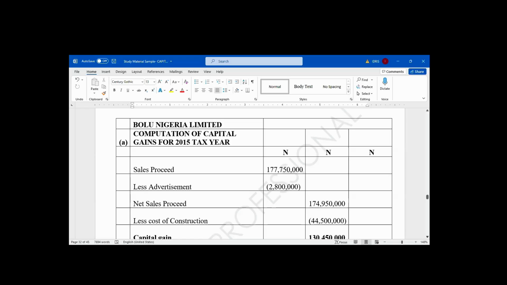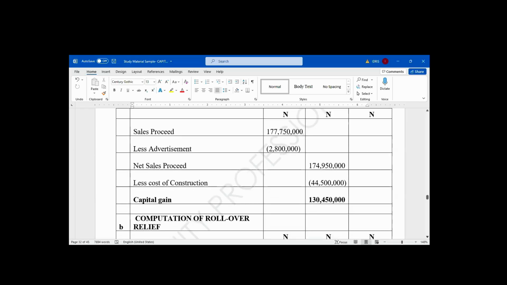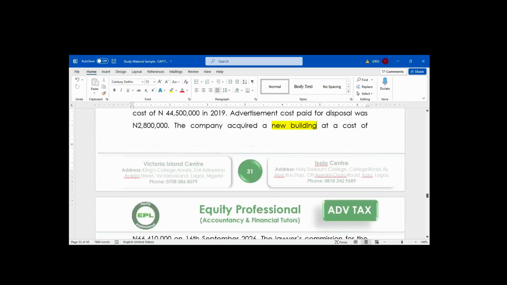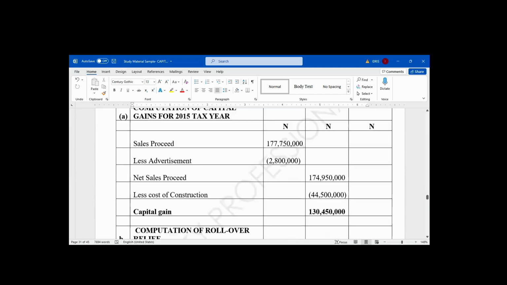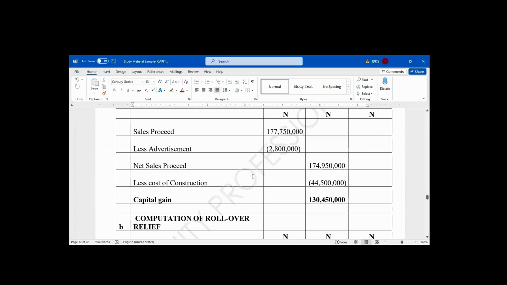We will get a net sales proceed of how much? 174,950,000. Cost of acquisition of the old asset, how much? That old land, how much was originally acquired? 44.5. So when you less it from the net sales proceed, how much is your capital gain? 130,450,000.